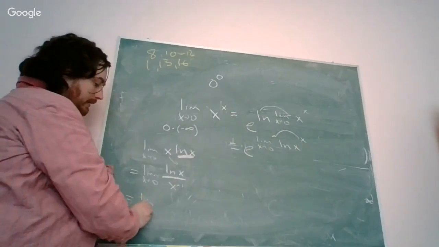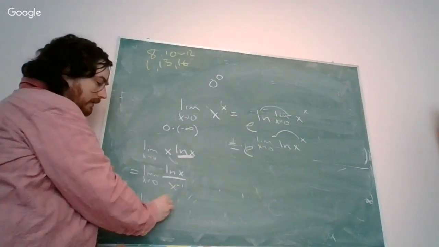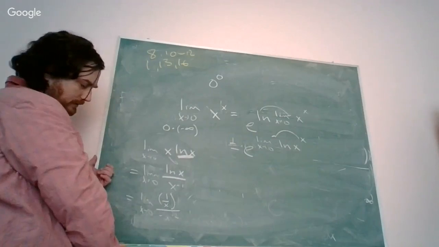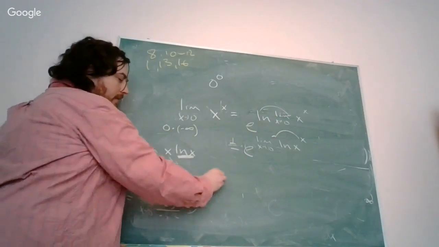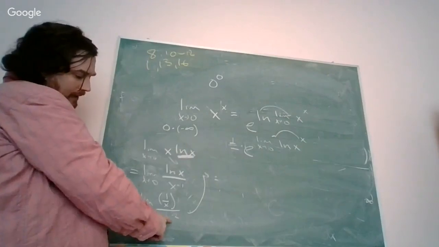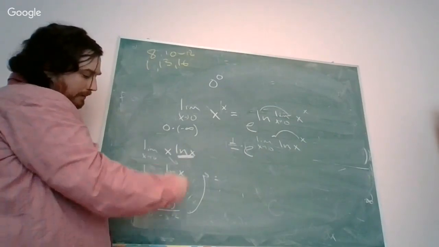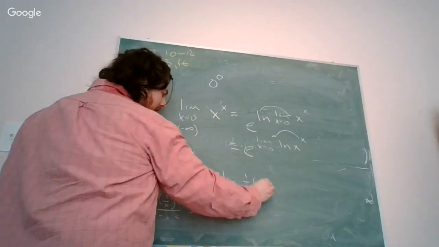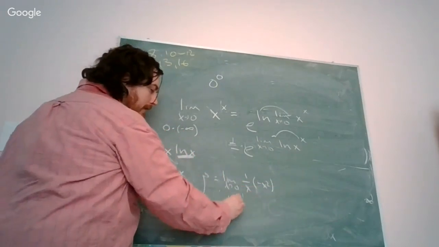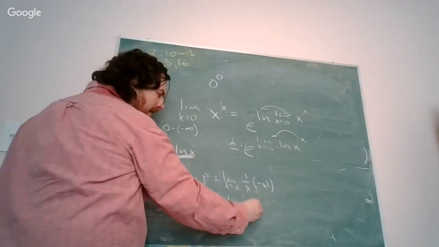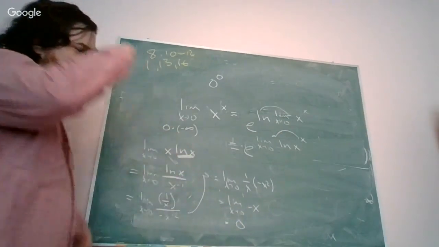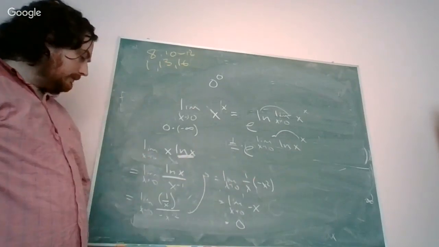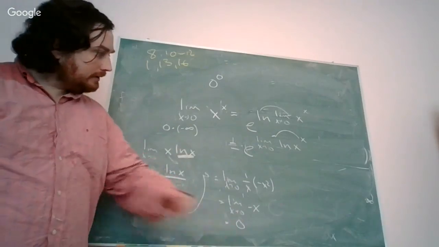So what I end up with is the limit as x goes to 0 of 1 over x divided by, and the derivative of this is negative x to the negative 2. Now again, I'm going to simplify, and so if I divide by x to the negative 2, that's the same as multiplying by x squared. So I get the limit as x goes to 0 of 1 over x times negative x squared, which is the limit as x goes to 0 of negative x, which is 0. So therefore, the limit as x goes to 0 of x log of x is in fact 0.